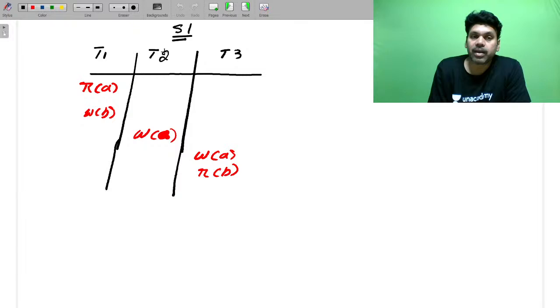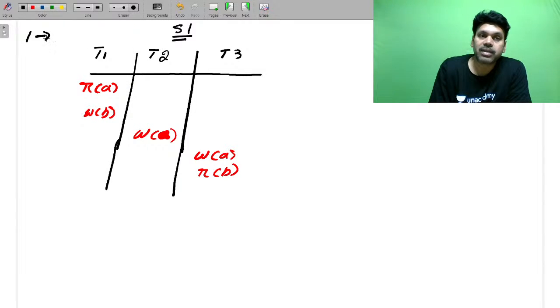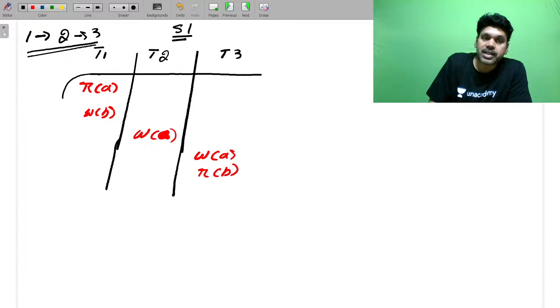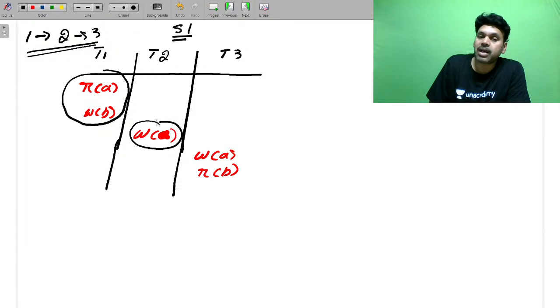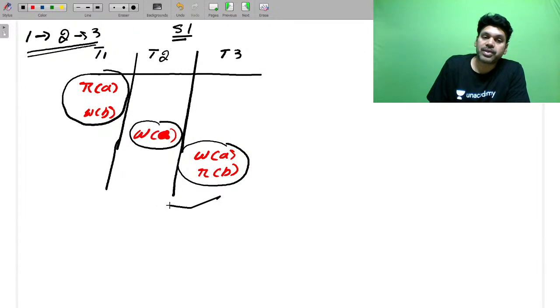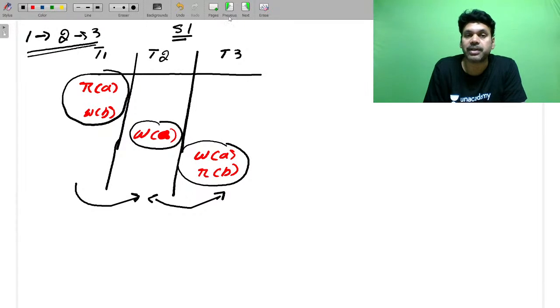The one order I have written is 1 followed by 2 followed by 3. So unless and until T1 begins, T2 cannot start. Unless and until T2 begins, T3 cannot start. That's why 3 depends on 2 and 2 depends on 1. This is how they are executing.